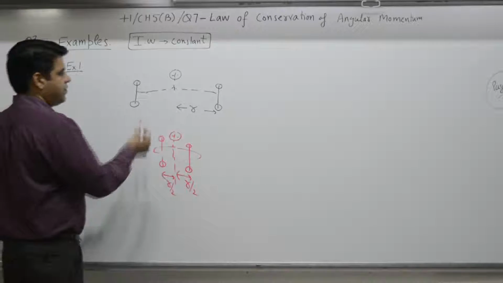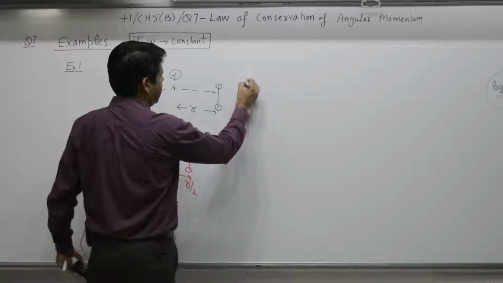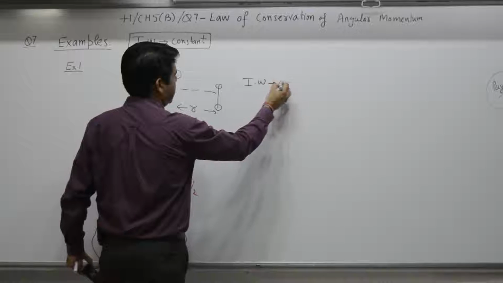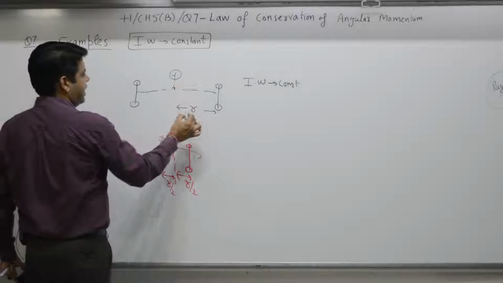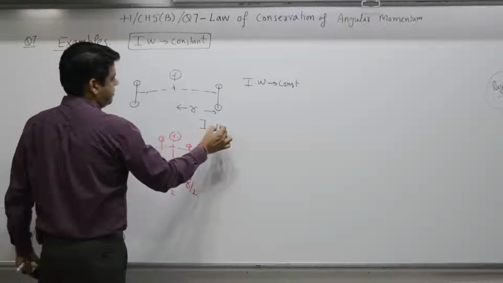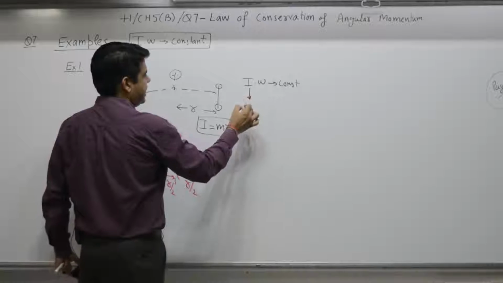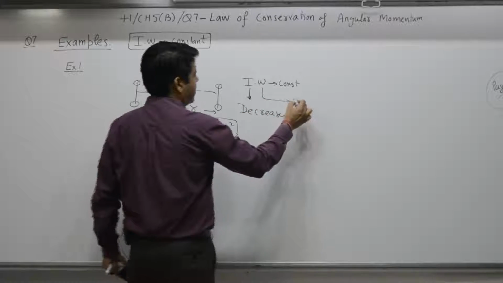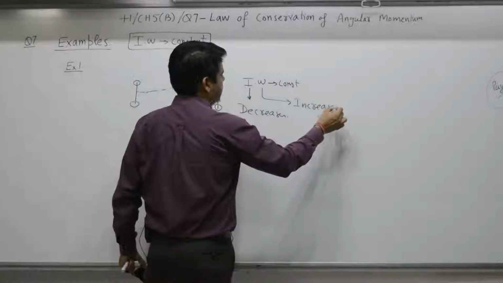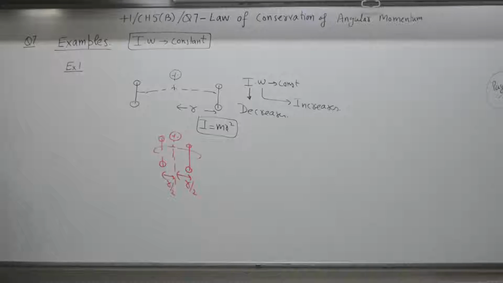So for this particular case, I into omega remains a constant. What is I equal to? I is equal to m into r square. R decreases, so I decreases, omega increases, and the product of the two remains a constant. 2 minutes to write. Draw the diagram.